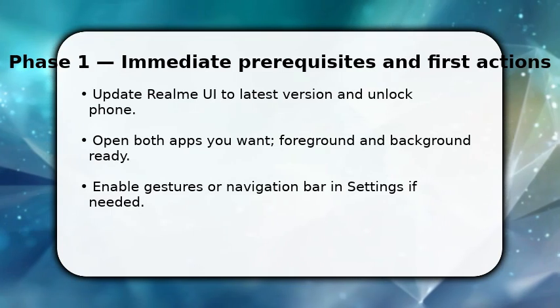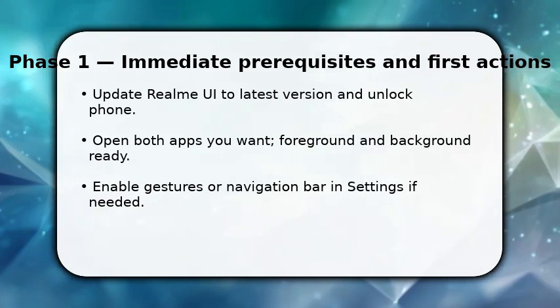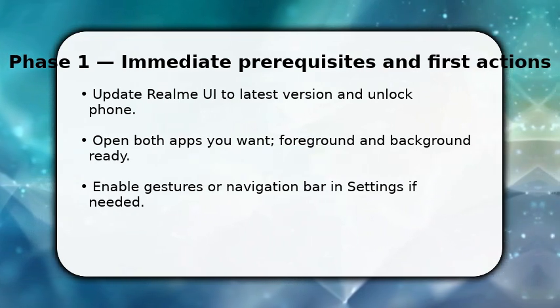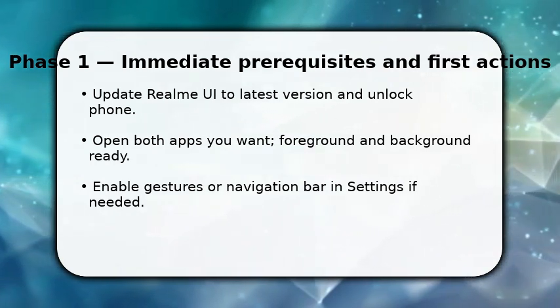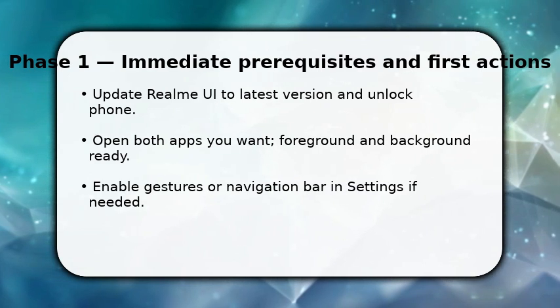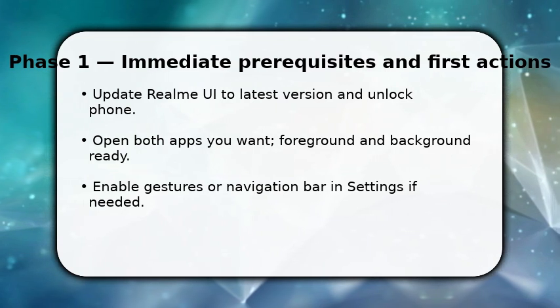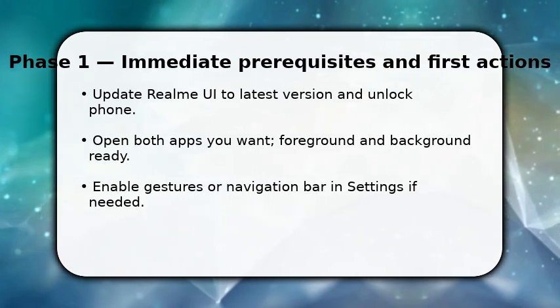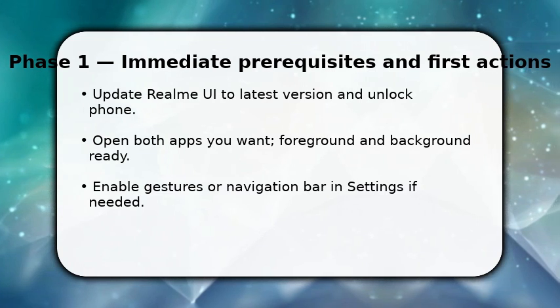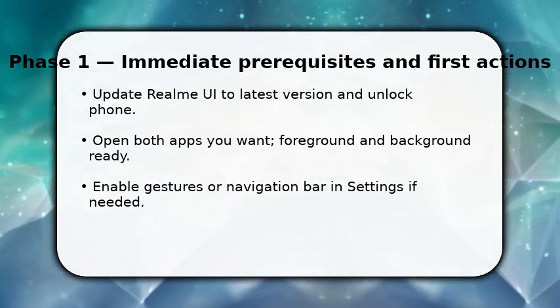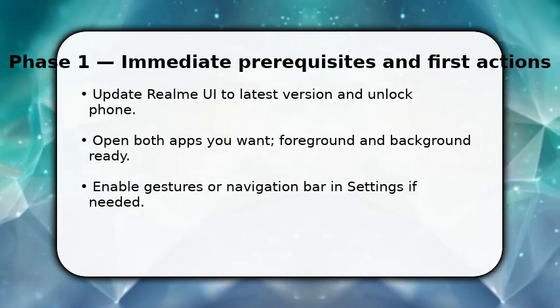You start with Essentials. Make sure Realme UI is updated and gestures or the navigation bar are enabled. This avoids missing controls. Open the two apps you plan to use, one in front, one in background, so switching is instant. Once done, press the Recent Apps button or swipe up and hold to view multitasking. Make sure neither app is in full-screen media mode because that blocks split screen. Now you're ready for the first split action.